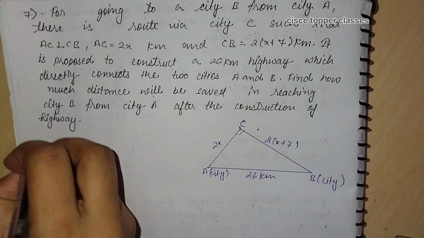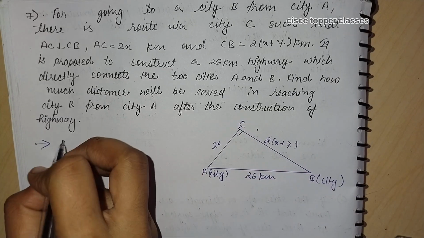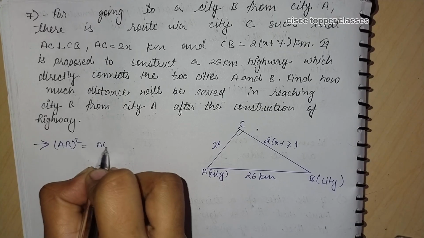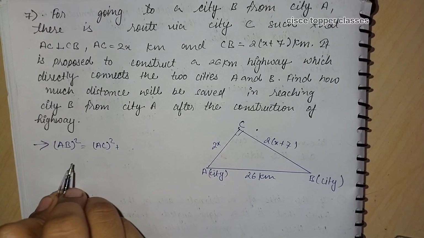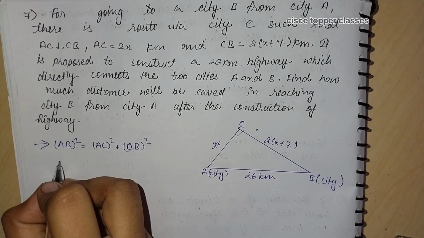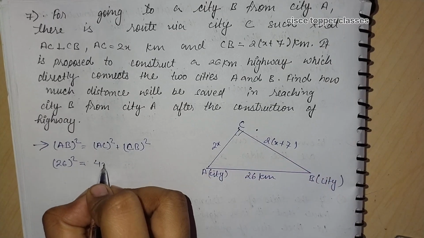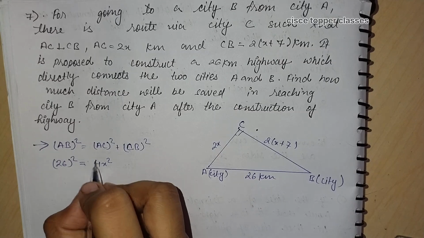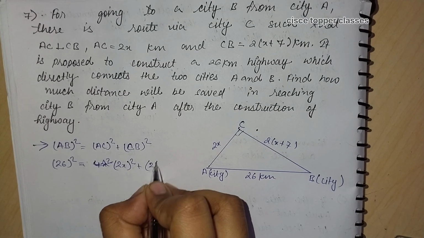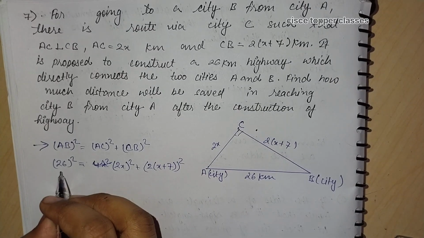So simply we can write by Pythagoras theorem, because this is the hypotenuse and angle C is a right angle, AB whole square equals AC whole square plus CB whole square. So we can write 26 whole square equal to AC is 2x, so it will be 2x whole square, plus 2x plus 7 whole square here. Now we can simply write the square here.